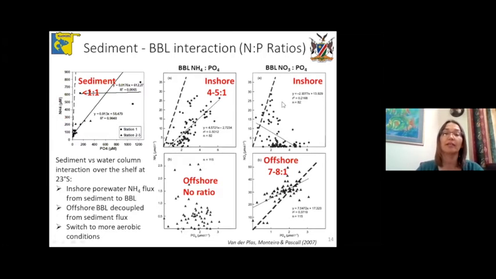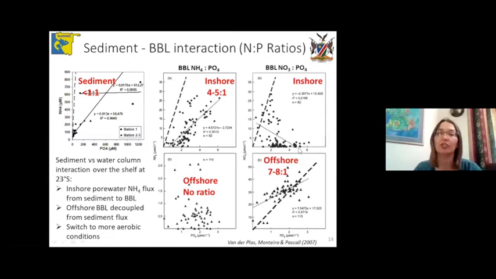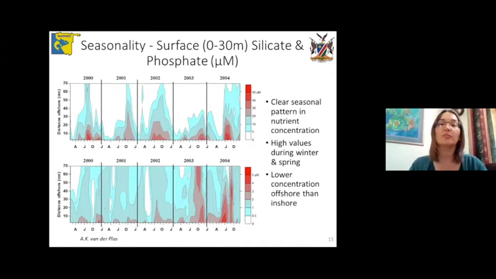If we look at the nitrate versus phosphate relationship, inshore we see it's more of a negative relationship, whereas offshore, it's much closer to Redfield, although it's still a lower N to P ratio. And this is where the system further offshore, from about 30 nautical miles offshore, switches to more aerobic conditions.